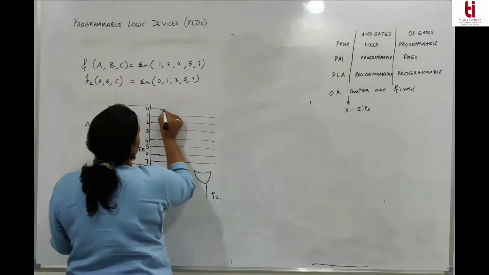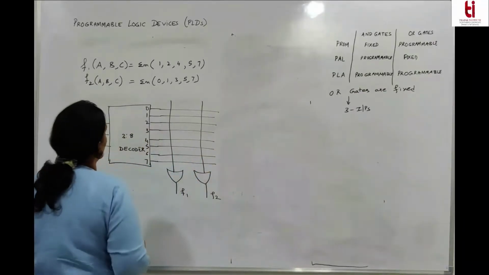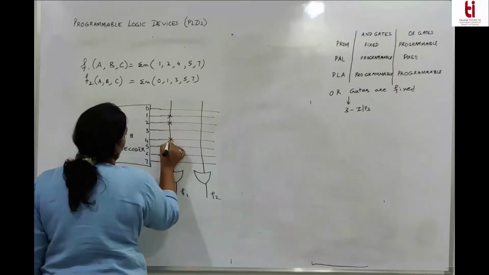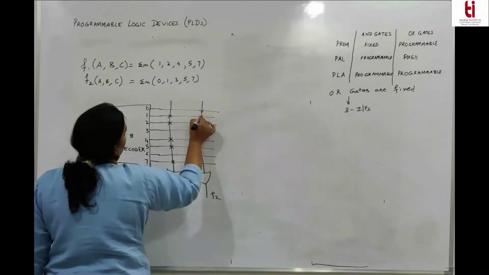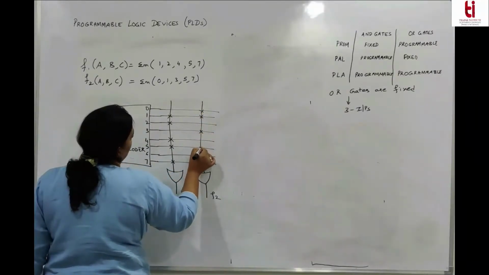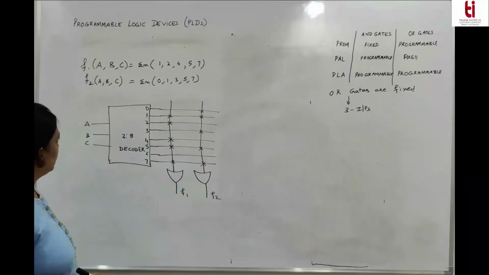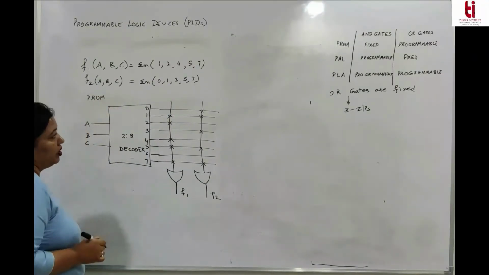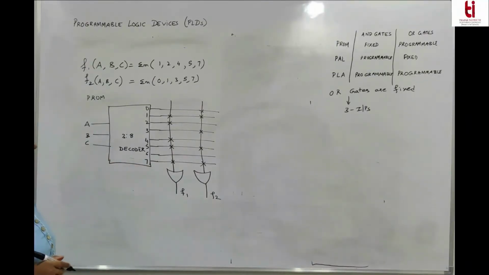There is no need of minimization. Only OR gates are programmable. So 1, 2, 4, 5, 7. And 0, 1, 3, 5, 7. So this is the implementation of the same function using PROM. That means fixed AND gates and programmable OR gates. This is what is the whole scene.